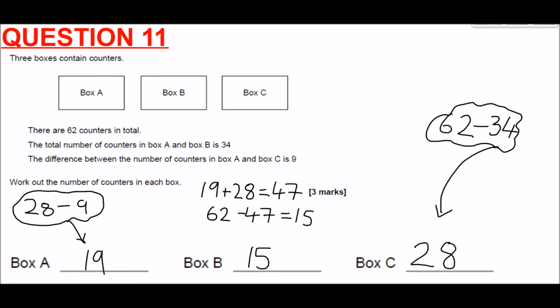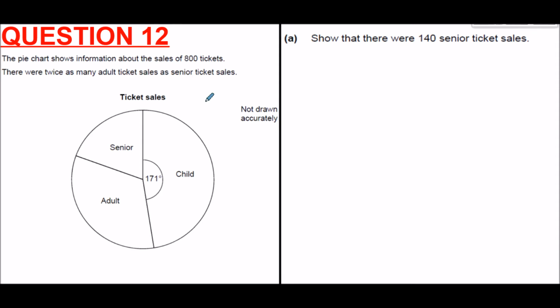So let's have a look at question 12. Question 12 says that the pie chart shows information about the sales of 800 tickets. There are twice as many adult ticket sales as senior ticket sales. I'm going to do this question in two different ways. I'm going to give you the standard way of doing it. I'm also going to give you another method which, if you forget in the exam or you have a bit of a panic, is a trial and error approach which will get you the answer without having to remember what I'm going to show you now. But this is an emergency approach, so try to understand the first one if you can.